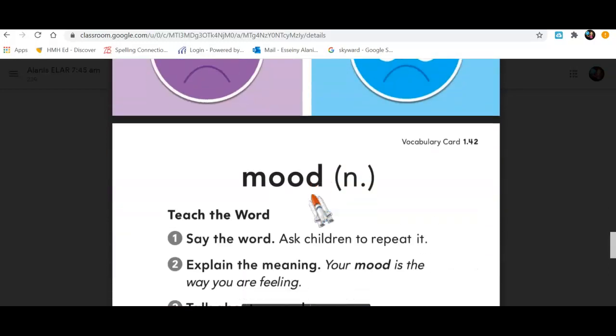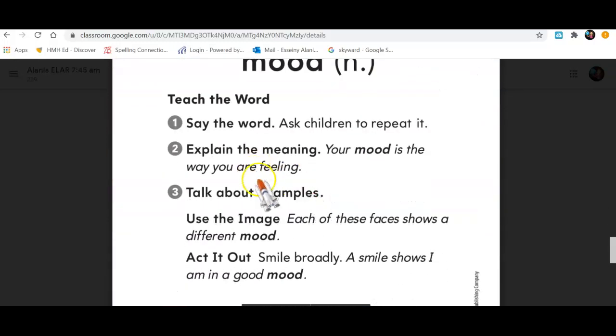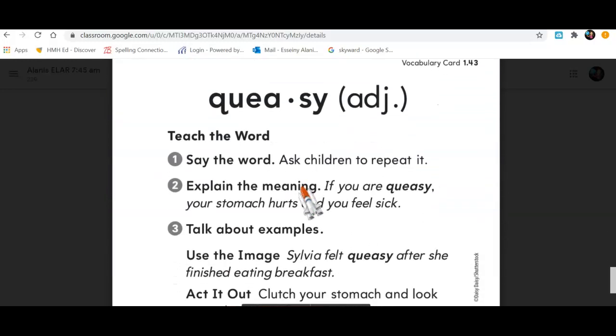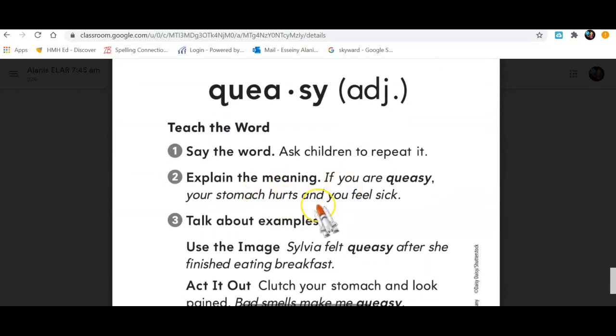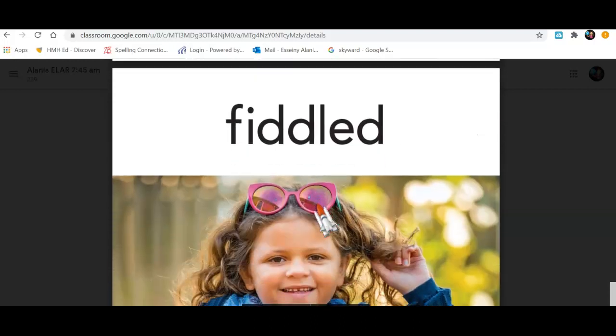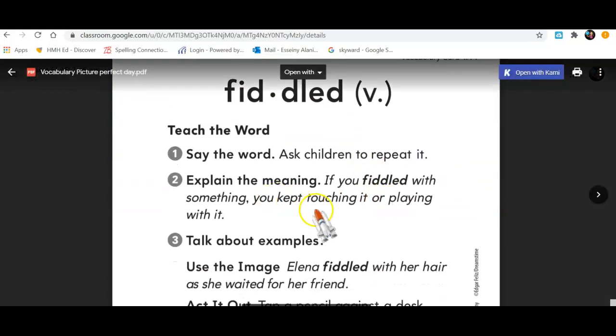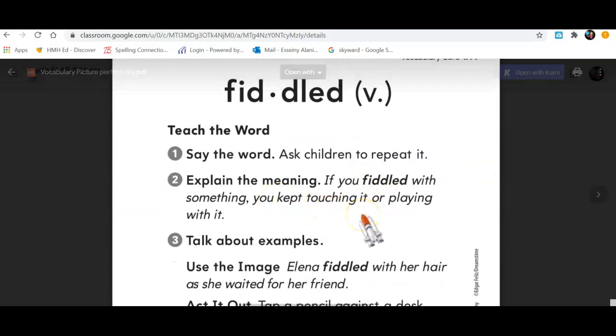Mood. Your mood is the way you're feeling. Queasy. If you're queasy, your stomach hurts and you feel sick. Fiddled. If you fiddled with something, you kept touching it or playing with it.